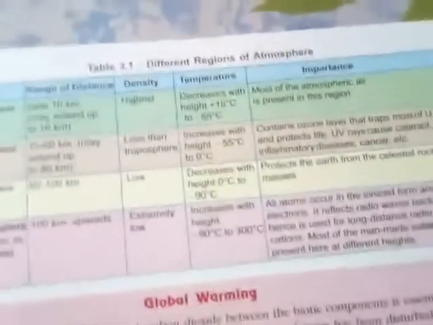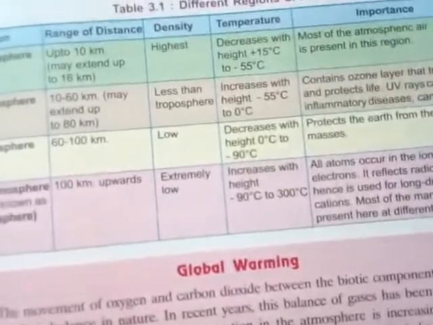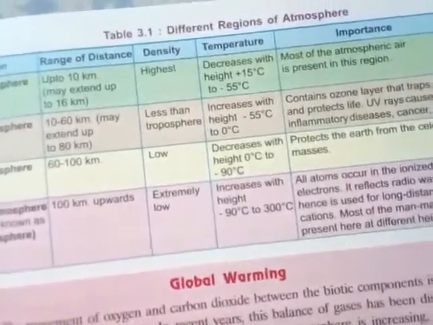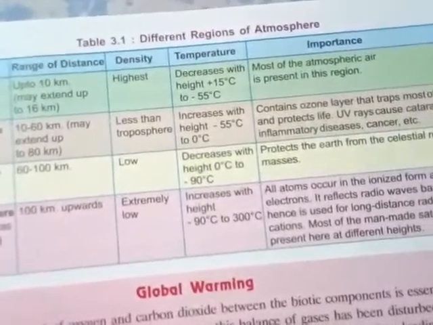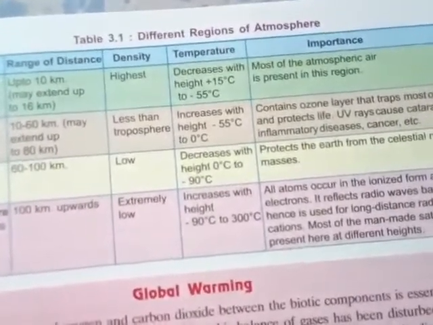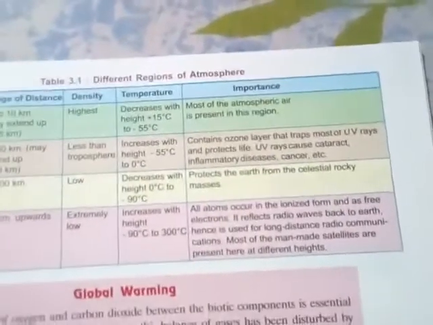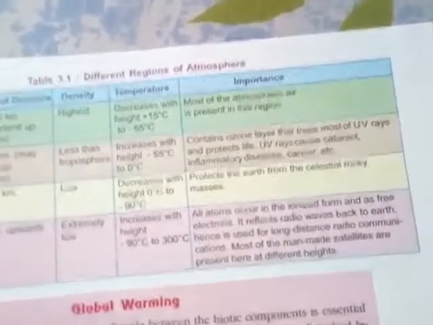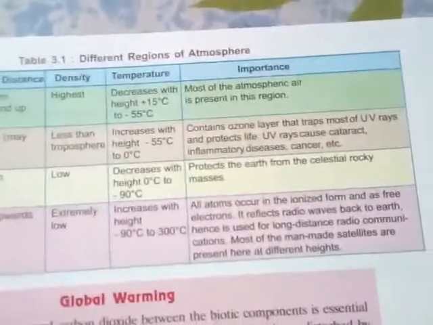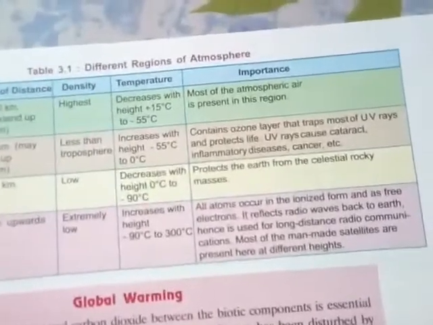Okay, and after the mesosphere, the next zone is called the thermosphere. It extends from 100 km upwards, and its density is extremely low. Basically in the thermosphere, all the atoms occur in ionized form. That means in this region the atoms are ionized. We know the fourth state of matter is plasma, and in this plasma state everything is converted into ionized form, so at that time electricity may be conducted.